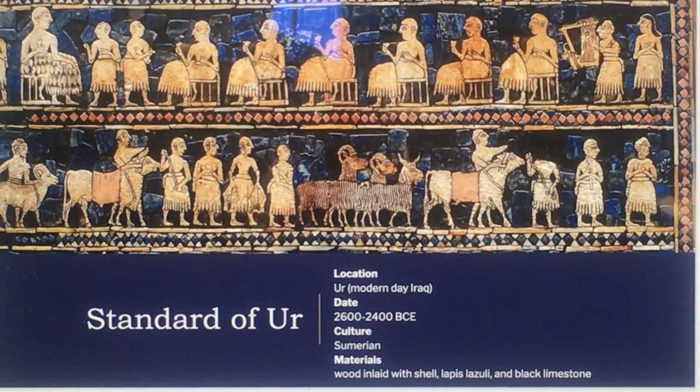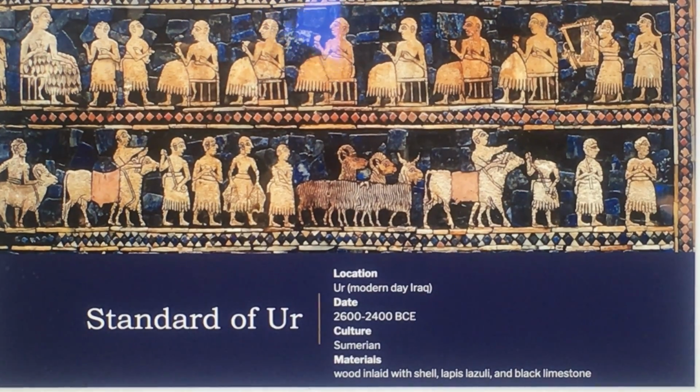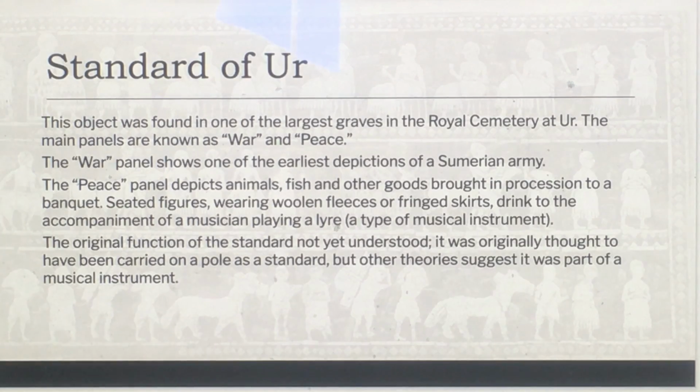The Standard of Ur. This is located in Ur, modern day Iraq, 2600 to 2400 BCE. The culture is Sumerian, and it's wood inlaid with shell, lapis lazuli, and black limestone. This object was found in one of the largest graves in the royal cemetery at Ur. The main panels are known as War and Peace. The War panel shows one of the earliest depictions of a Sumerian army. The Peace panel depicts animals, fish, and other goods brought in procession to the banquet.